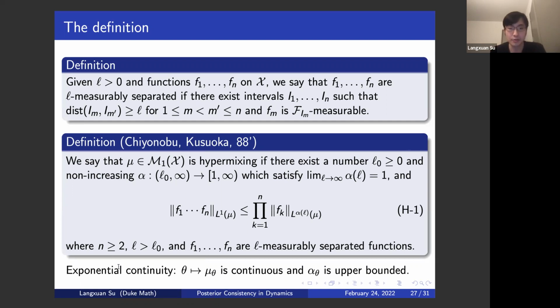If you want to prove exponential continuity of this map, which is the second step of our proof framework, then usually what we need to assume is that this map is continuous with respect to the weak convergence, and also that alpha theta, this constant, is upper bounded, so it does not get arbitrarily slow in mixing. These are the natural assumptions that you need to prove posterior consistency.